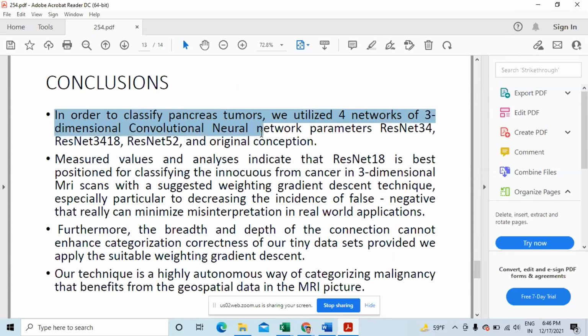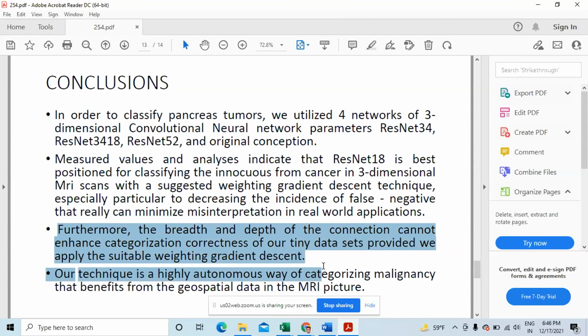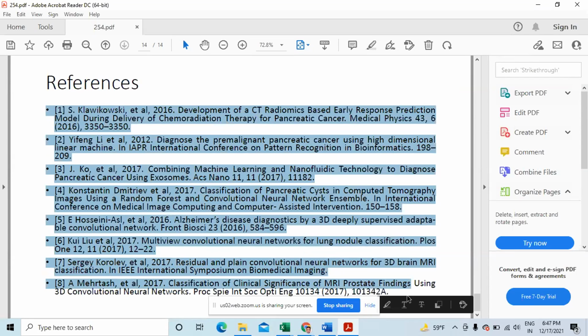The conclusion is that in classifying the pancreatic tumor, we used four three-dimensional convolutional neural networks: ResNet 18, 34, 52, and the original Inception, where ResNet 18 proved to give the best performance. Also, for image analysis, the breadth and depth of the connections can be further enhanced. As future work, the weighting gradient descent is to be worked out. And these are our references.